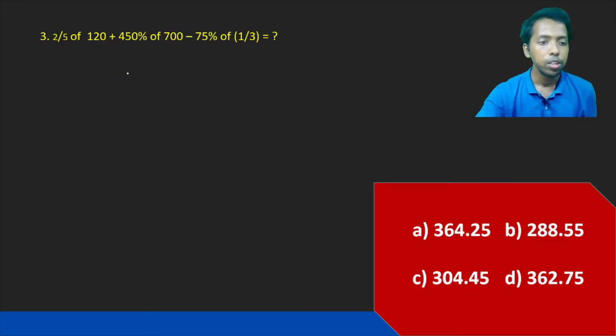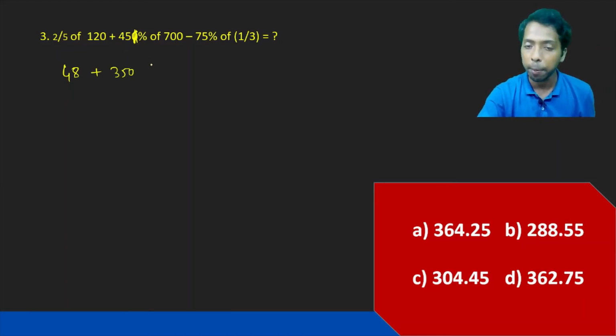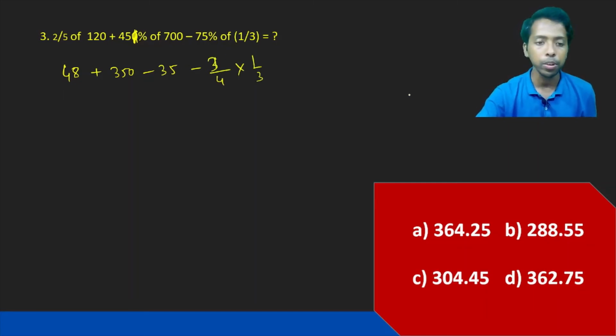Okay. So 2 by 5 of 120, and this is not 450%, it's 45%. 2 by 5, 1/5 of 120 is 24, 2 times that is 48. Plus, if it's 50%, that is 350, half of 700, but this is again 5% less. 5% divided by 10, that is minus 35, minus 3 by 4 into 1/3, right? 3 by 4 into 1/3.